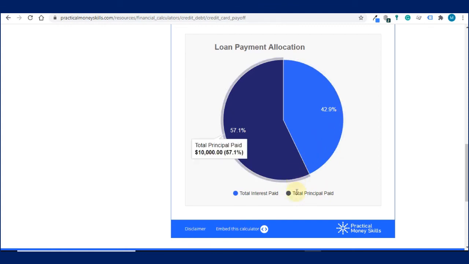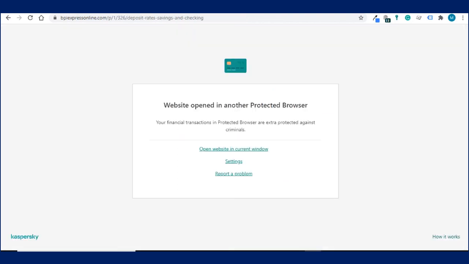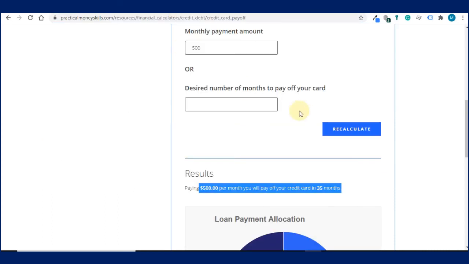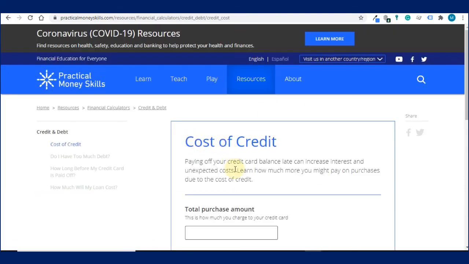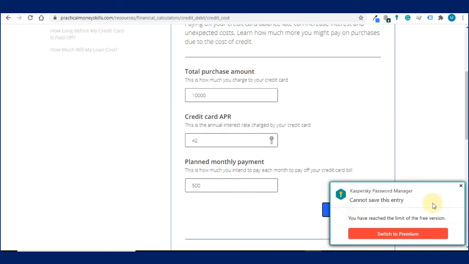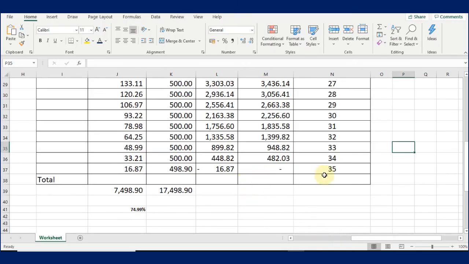And this graph, oops, actually, I want the total principal paid anyway. I want to show you how to get the cost of credit. I think this one. It has the credit card APR. So let's do that again. 10,000 and then 42%, 500. Let's see the result. See, number of months to pay off is 35 months. That's the same as what we had here.